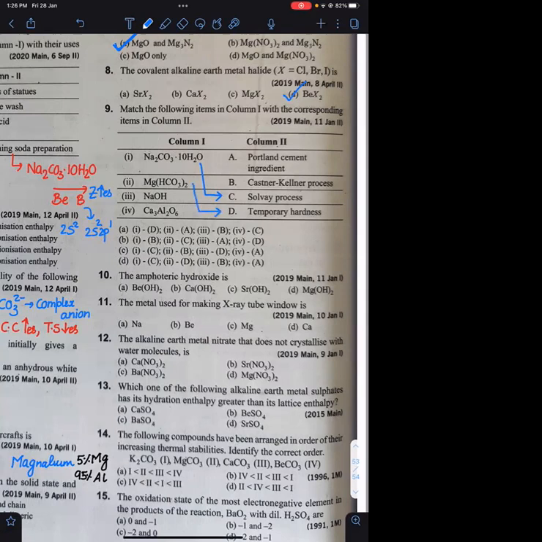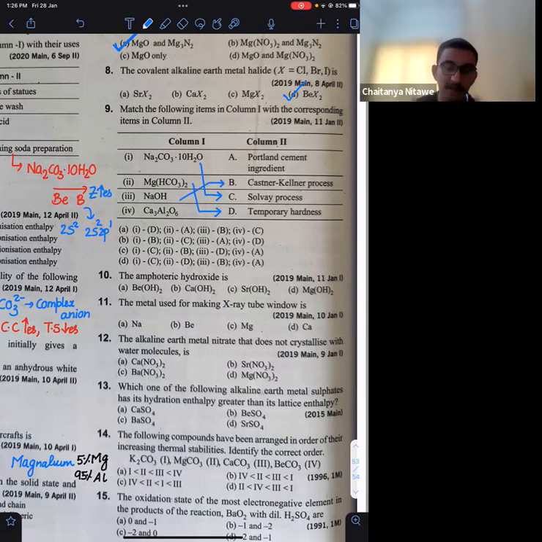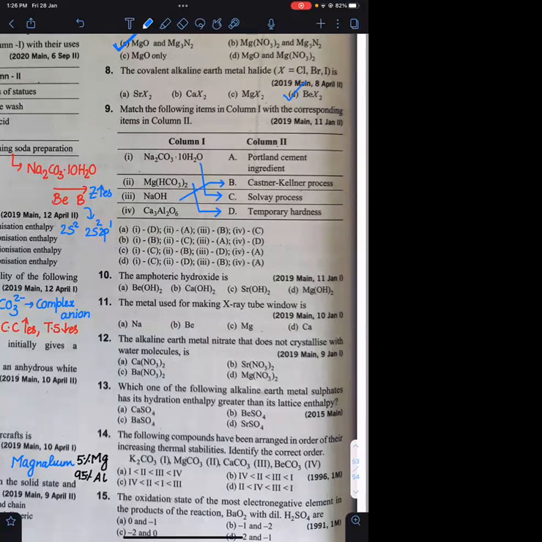Agreed? NaOH is prepared in Castner-Kellner cell. Can anyone tell me the advantage of Castner-Kellner cell? मर्क्यूरी कैथोड होते हैं, so NaHg फॉर्म होता है। Mercury electrode use करते हैं, so NaOH is formed. Sorry, Na-Hg amalgam is formed. That on dissolution in water, you will be getting NaOH.